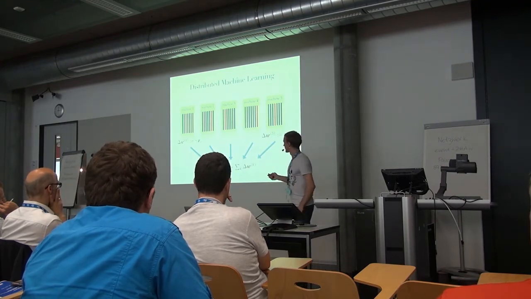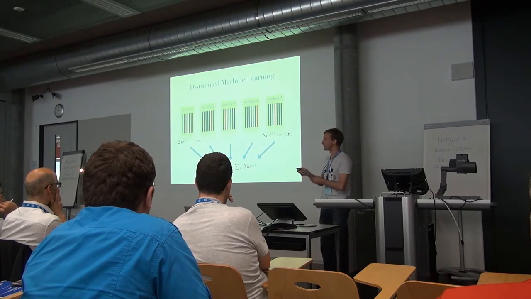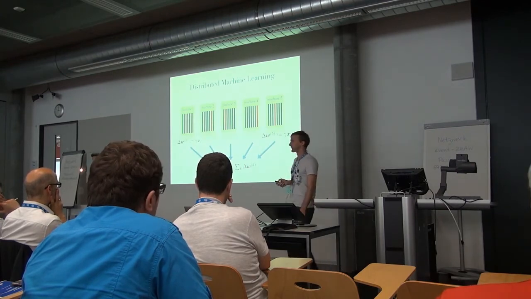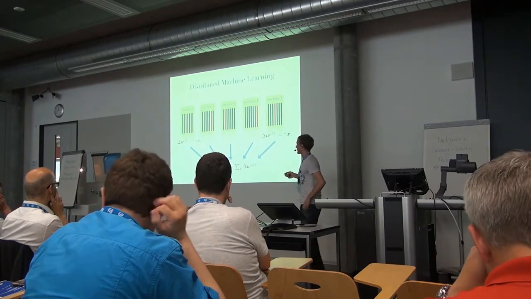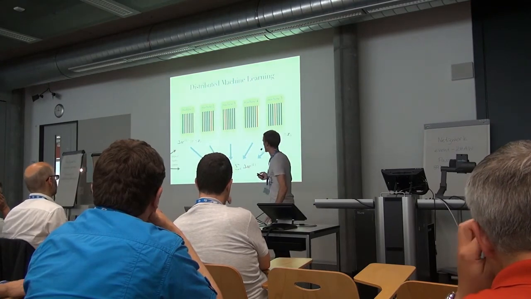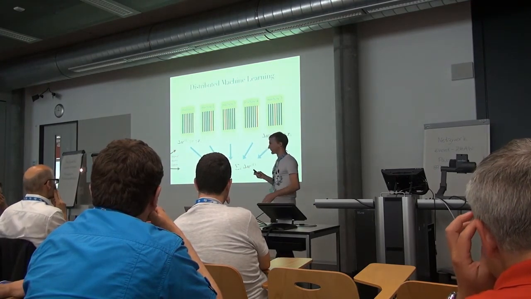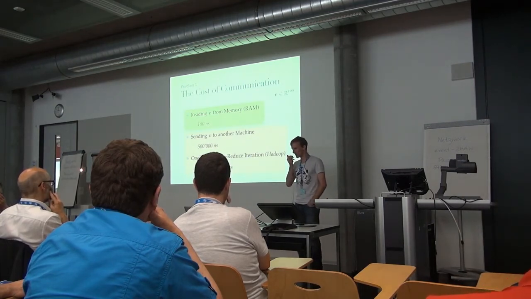There is a problem with this approach: it needs a lot of communication, because the steps are so cheap. A step is just looking at one vector. Once you've done that, you have to communicate. So the communication is usually much slower than the whole computation you do.